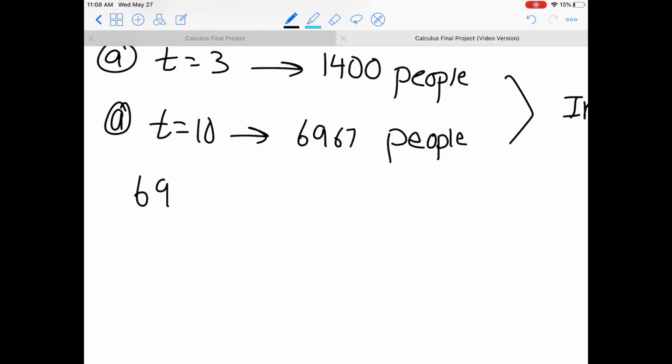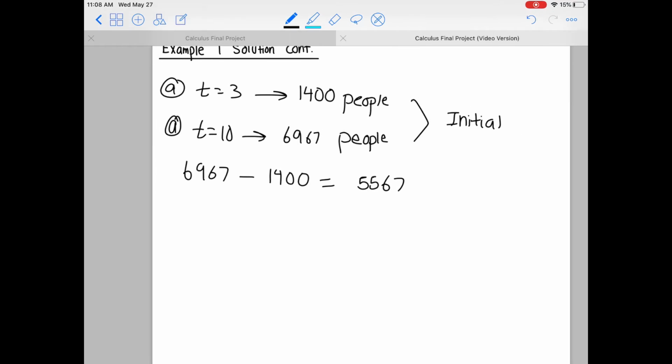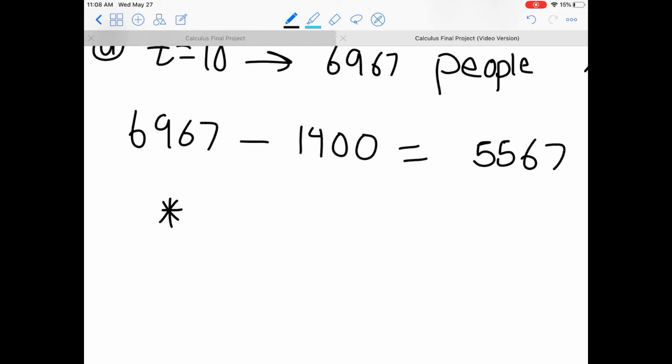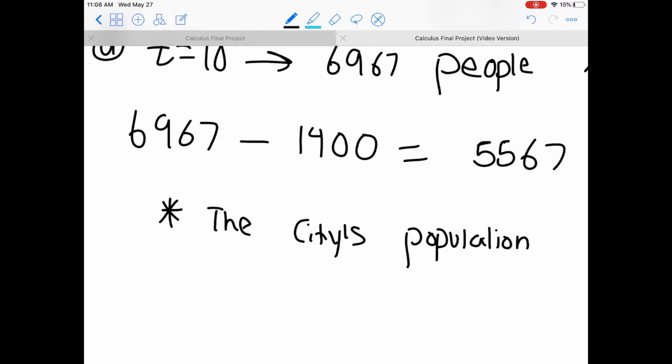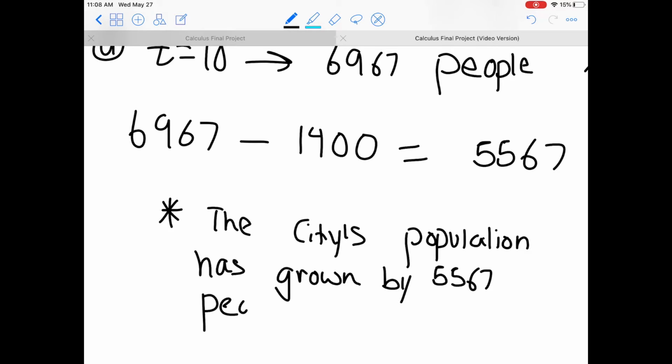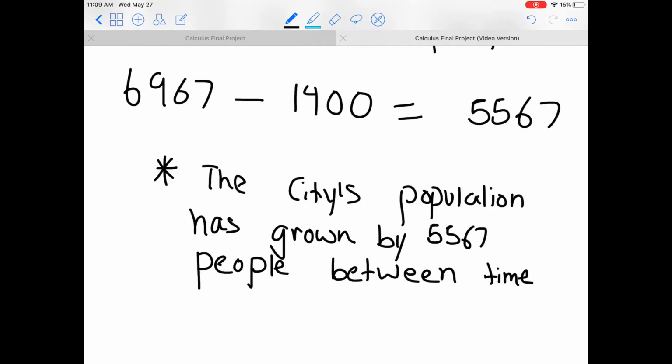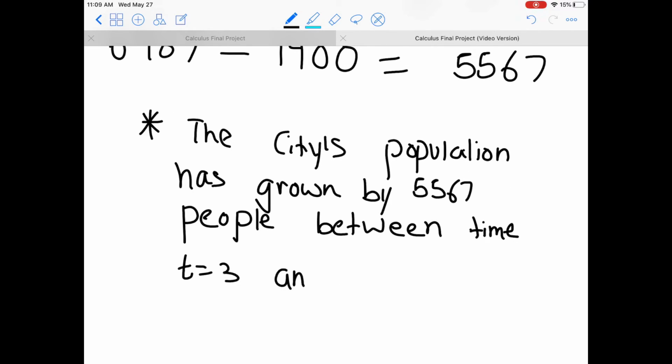Next, we would simply subtract 6,967 minus 1,400, and after we simplify, we get 5,567 people. So, after calculating, we find that the city's population has grown by 5,567 people between time t equals 3 and t equals 10.